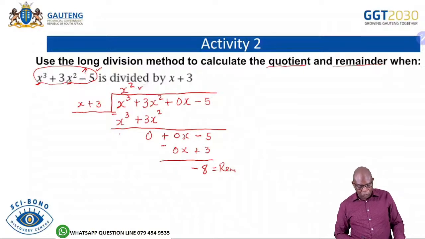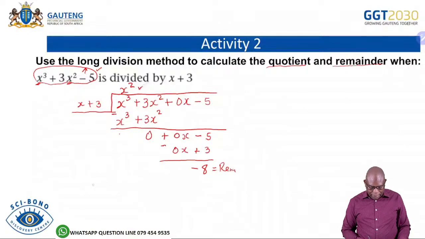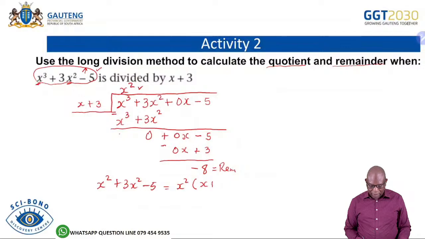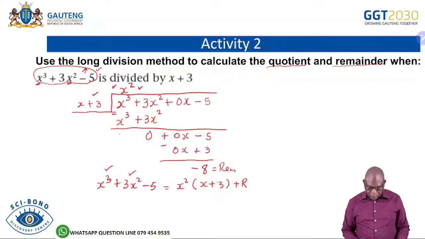Okay, so now I'm going to have x cubed plus 3x squared minus 5 will be equal to the x squared multiplied by x plus 3. Remember, we are going to multiply the quotient, which is x squared, by the divisor, and then add the remainder. So if I multiply this out, I'm going to get x squared times x, which is x cubed. x squared times 3 will give us 3x squared. Sorry, there's some mistake that was done there.